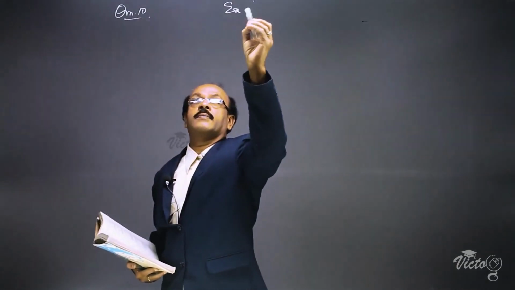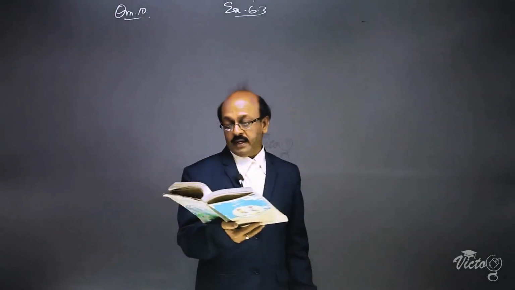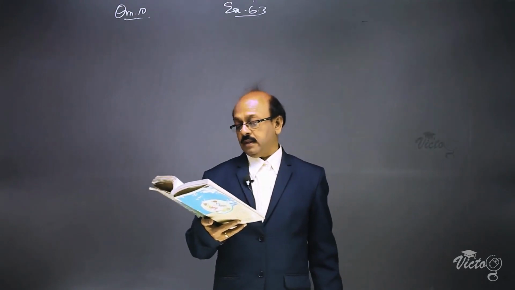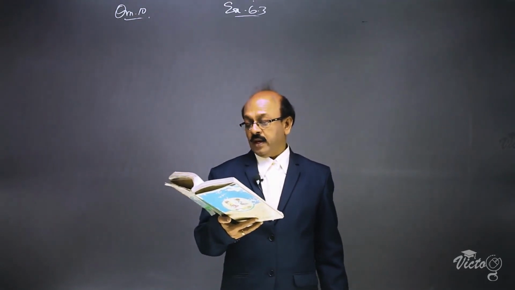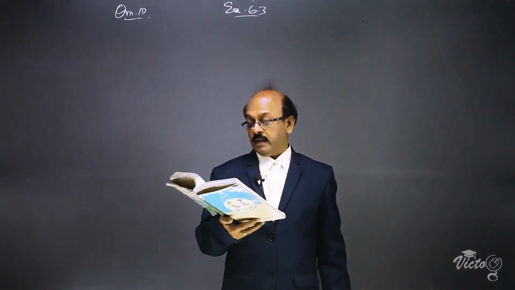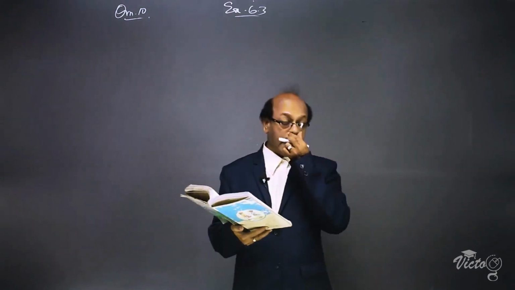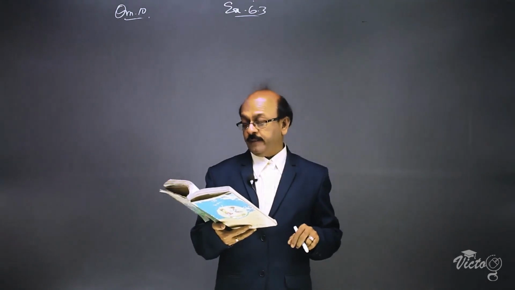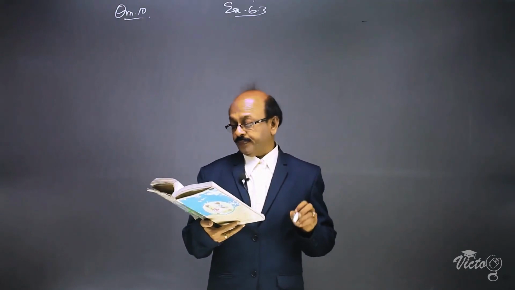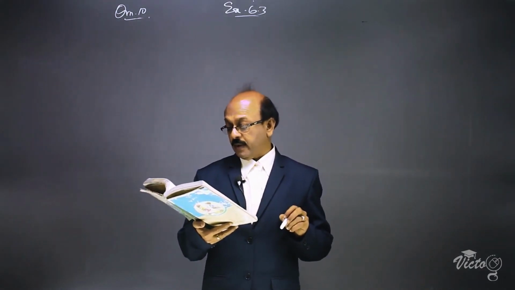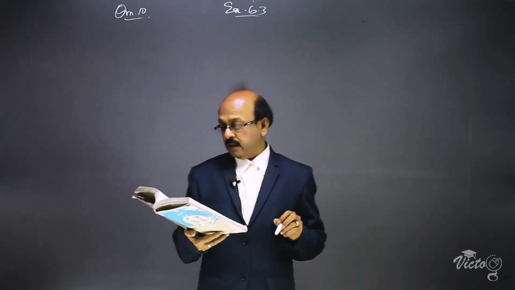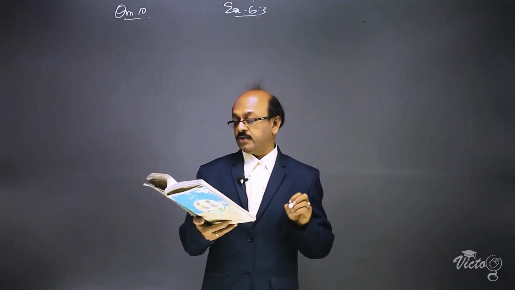Exercise 6.3. The question is, CD and GH are respectively the bisectors of angle ACB and angle EGF such that D and H lie on side AB and FE of triangle ABC and triangle EFG respectively. If triangle ABC is similar to triangle FEG, then show that first part, CD by GH is equal to AC by FG. Second part, triangle DCB is similar to triangle HGE. Third part, triangle DCA is similar to triangle HGF.